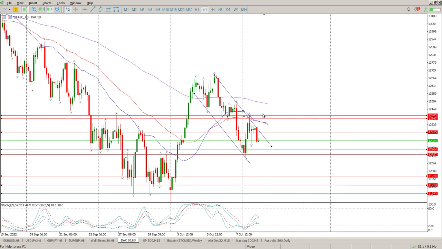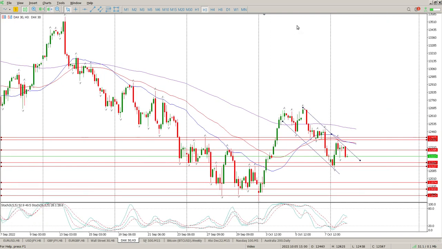And again, if we break the zone to the upside here, as I said earlier, at 12,400, you're looking for this flag to be validated, and then you're looking for a bigger move to the upside.